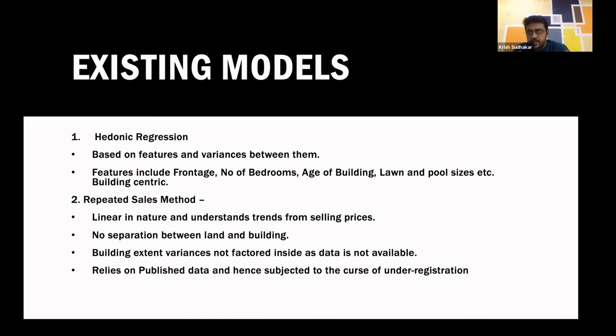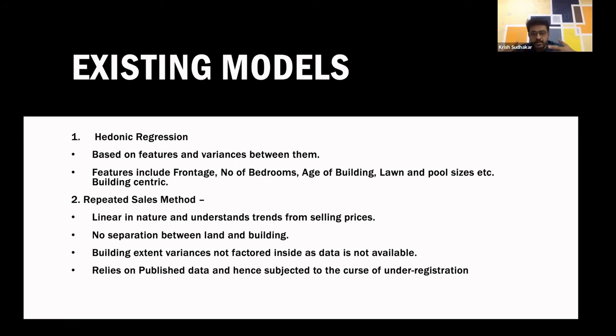The other method, which even our NHB Residex also adopts, is the repeated sales method. Here they take into account the property as a unit. They don't differentiate between land and building. The challenge here would be the fact that there is a huge variance between the percentage of land value and building value when compared across a city and a village, or for that matter, a developed city, a developing city and an underdeveloped city. While we go downwards, the percentage of building contribution to a value will be significantly higher compared to the land component in the property value.